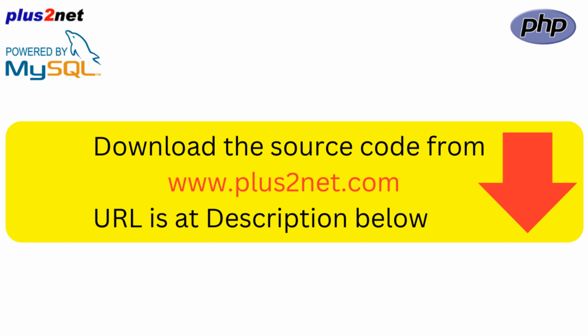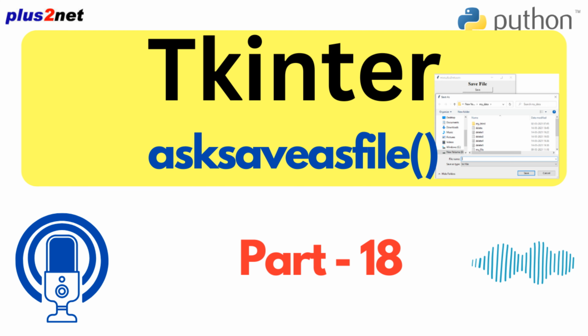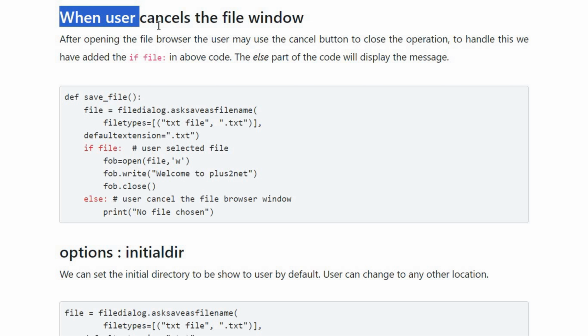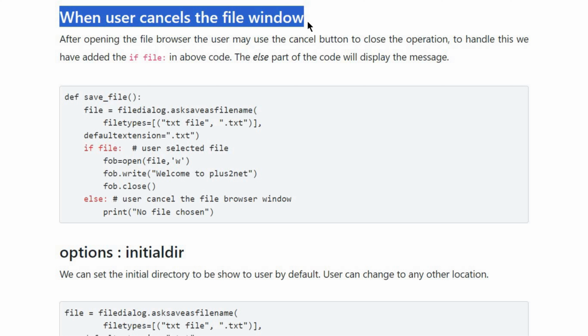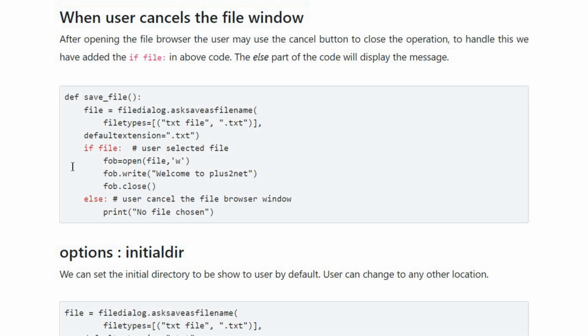Absolutely. But hold on, what happens if they get cold feet? They open the dialog, but then decide, I don't want to save after all. Maybe they hit the cancel button or just click the X in the corner. That's a great question, and it highlights the importance of robust error handling, even in seemingly simple interactions. Because we don't want our app crashing just because someone changed their mind.